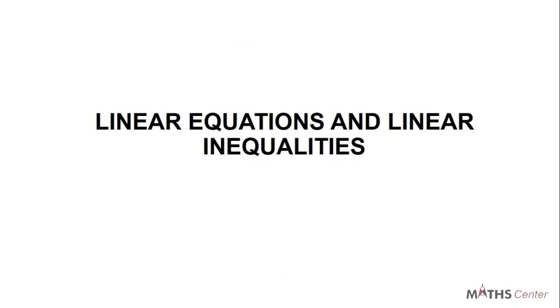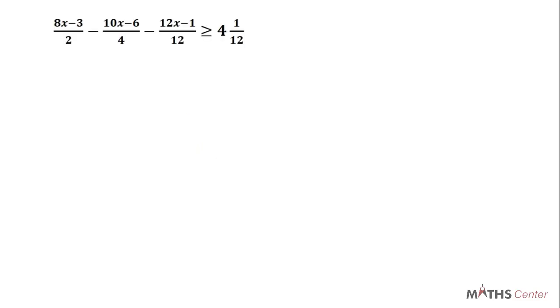We are still on the topic linear inequalities. In the previous video, we solved an example on type 4 of linear inequalities. In this video, we are going to consider another example. So let's look at our questions for this video. We are being given 8x minus 3 over 2 minus 10x minus 6 over 4 minus 12x minus 1 over 12 greater than 4 whole number 1 over 12.